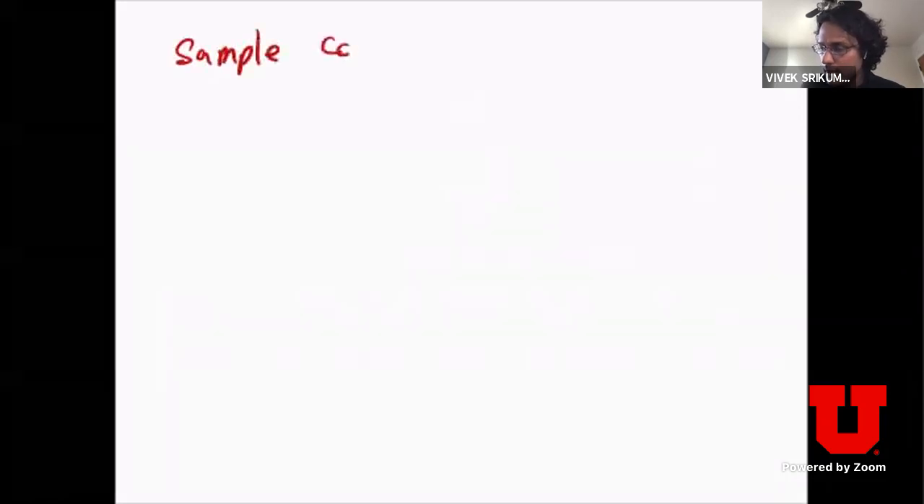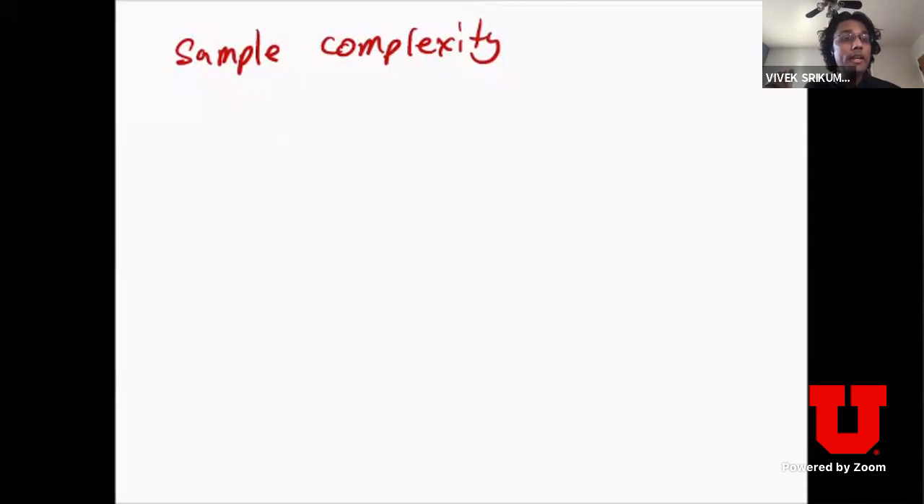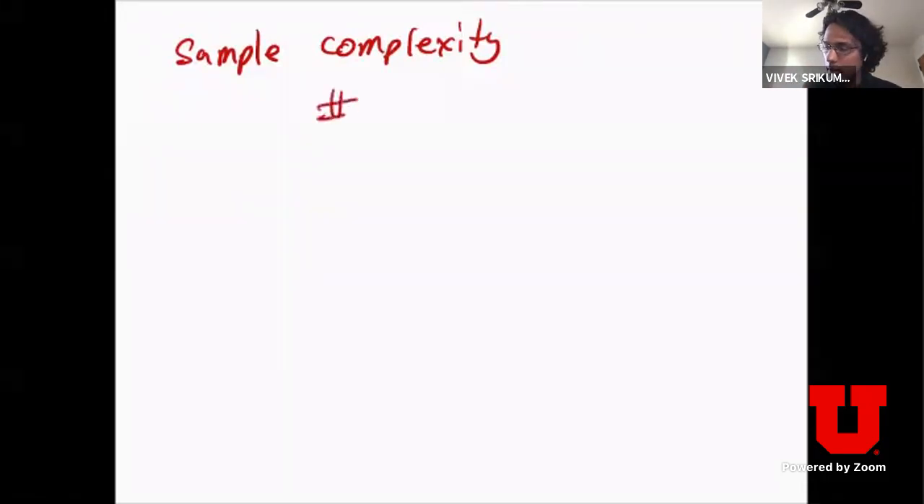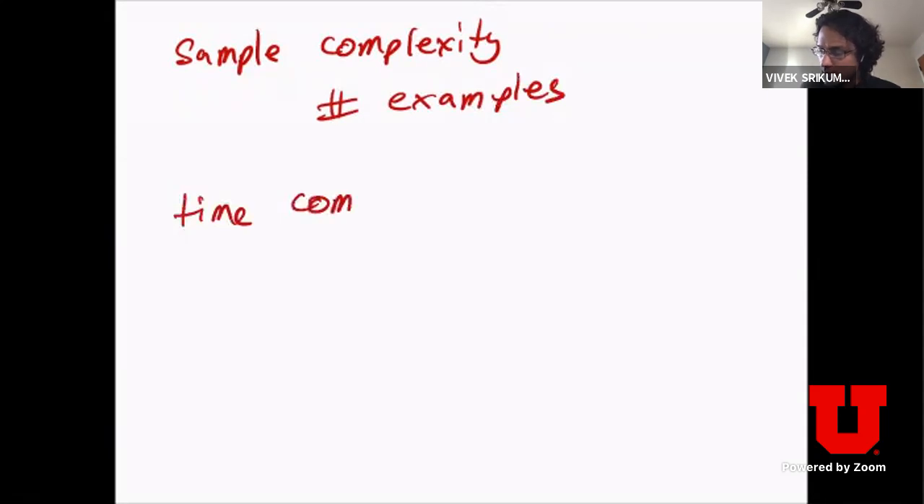Sample complexity is a property of the task. Sample complexity is asking, how many examples do you need to learn a certain concept? So this is really the number of examples. Time complexity, let me just write this down. Sample complexity, going back, is for concept C.